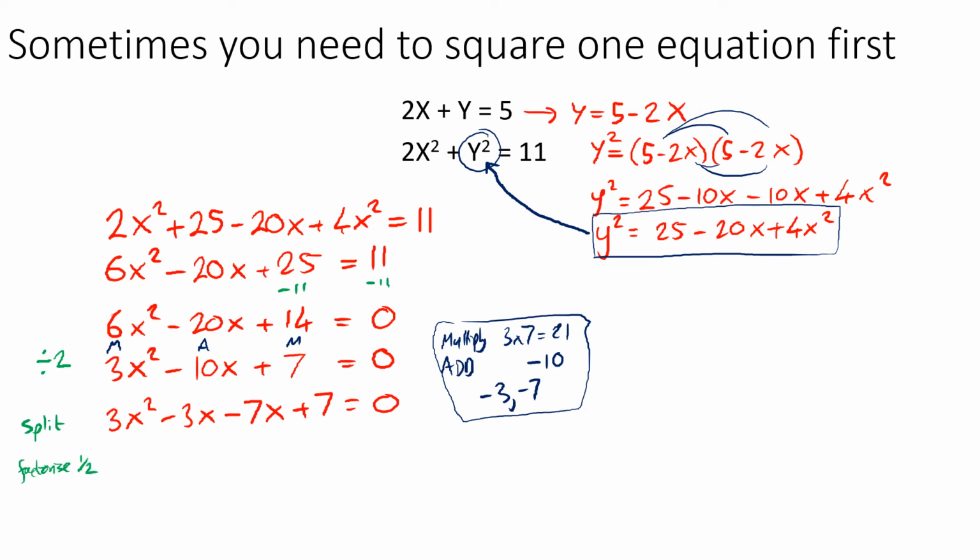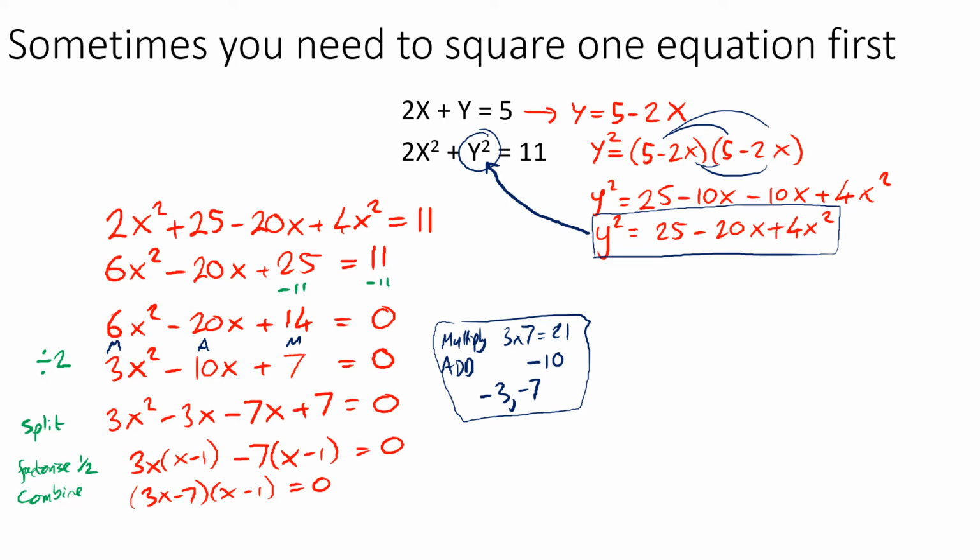And we can take a 3x out of the first two terms. And we can take 7 out of the next two terms, and that would be an x minus 1. You know you've got it right because you've got x minus 1 on both of them. And then our last step here is to combine these all together, which would give us 3x minus 7 times x minus 1 is equal to 0.